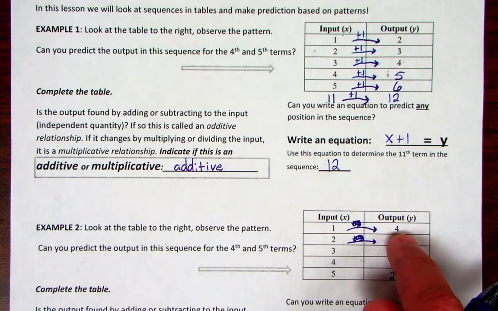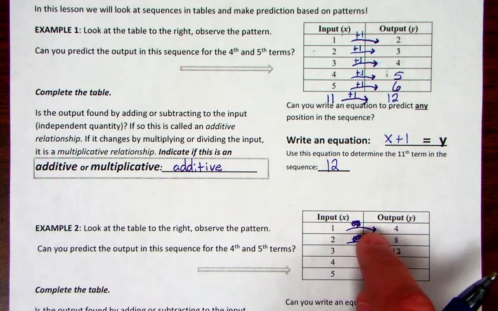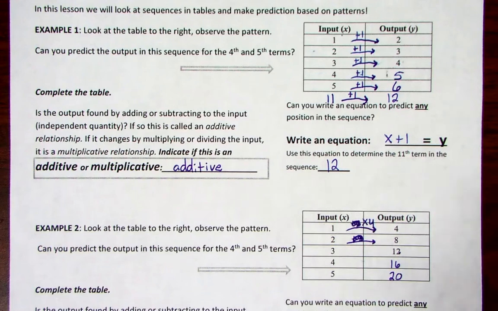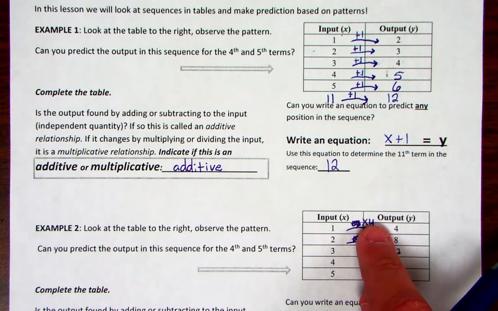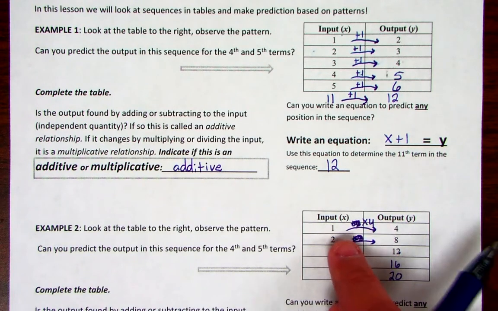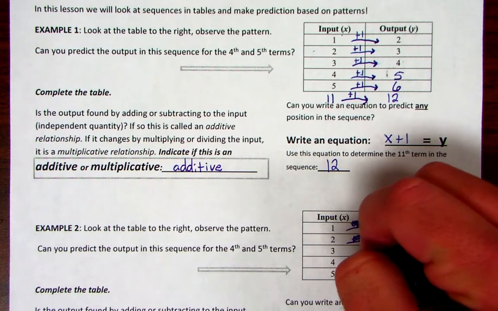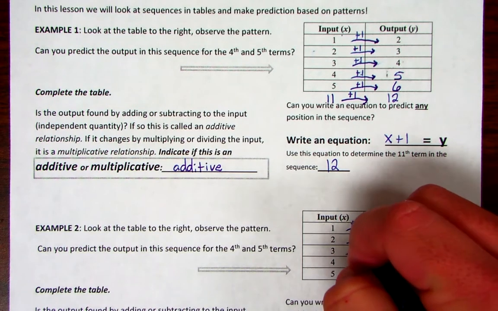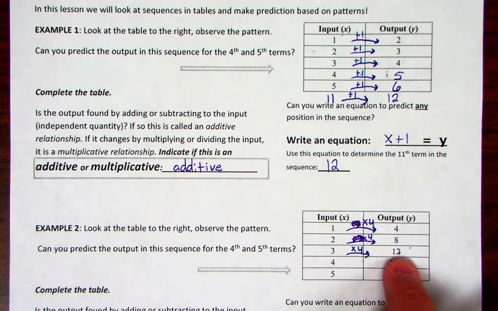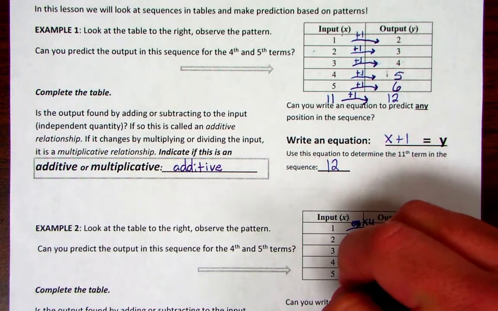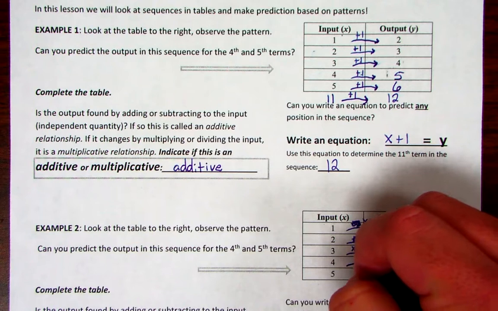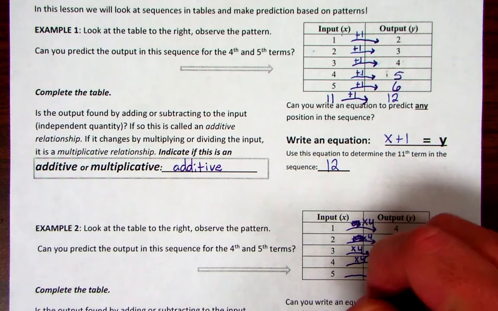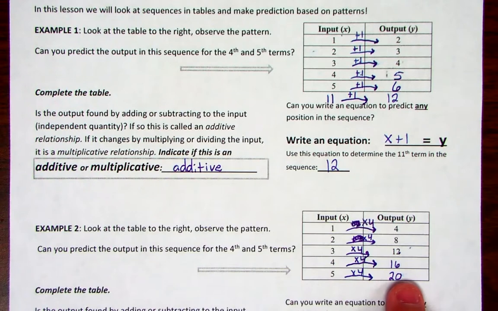Well, can't you multiply by 4? 1 times 4 is 4. Okay, so let's see if the scale factor of times 4 works all the way down. 2 times 4 gives me 8. That works. What about 3 times 4? Yeah, that gives me 12, so it's working. 4 times 4 is 16. That's working. 5 times 4 gives me 20.